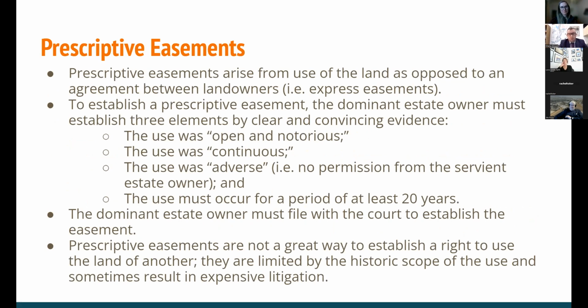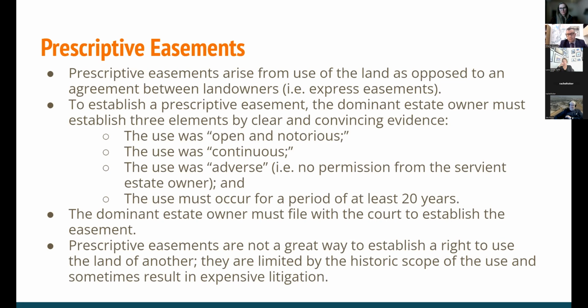Let me say prescriptive easements can be very complicated. If you look through Utah case law, you'll find cases in almost every year. There are hundreds of cases, maybe at least dozens of cases that deal with prescriptive easements. The reason those are so frequently the subject of litigation is because they arise from use of the land, and they are not subject to agreement.